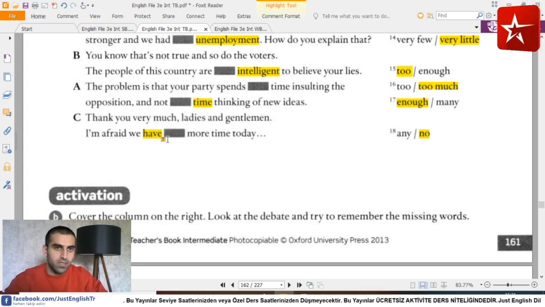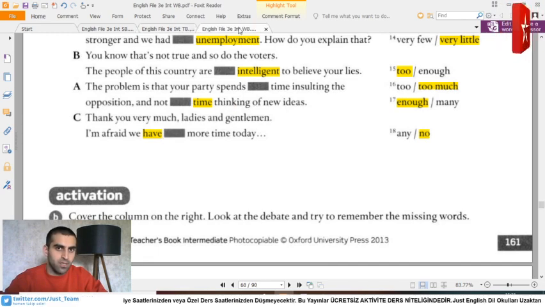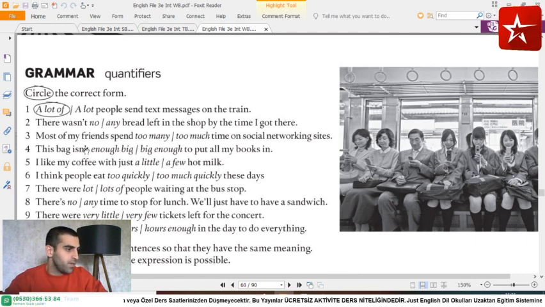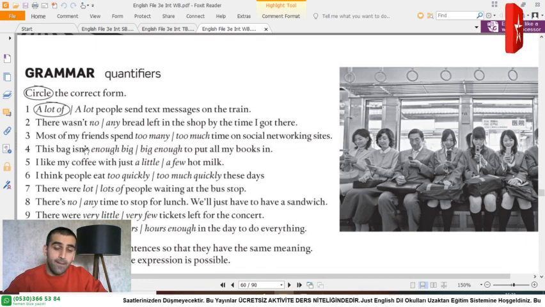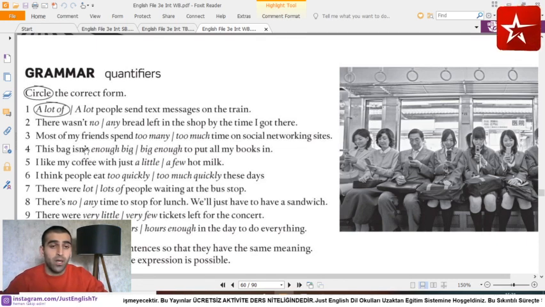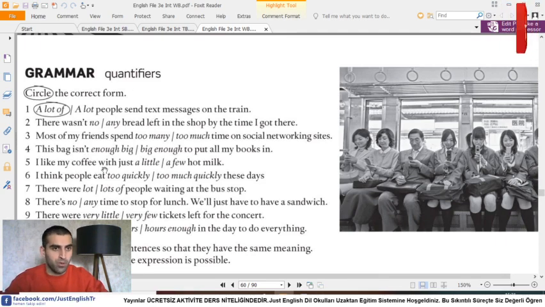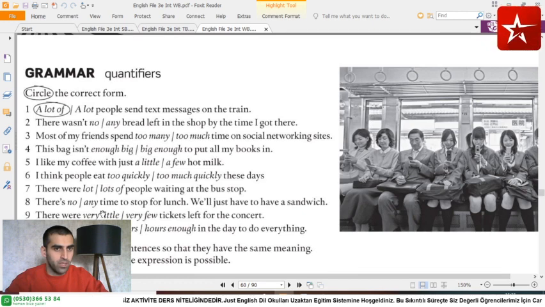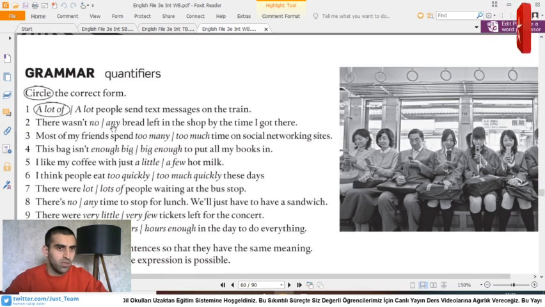All right, the last part, another exercise, we will continue from the workbook of the intermediate English File book. This is from the workbook. Okay, we have 10 sentences and we have to circle the correct one. A lot of people send a text message on the train, and the correct answer for number 1 is a lot of. What about number 2? There wasn't no or any bread left in the shop by the time I got there. Let's do number 2 and then we will continue with the next one.